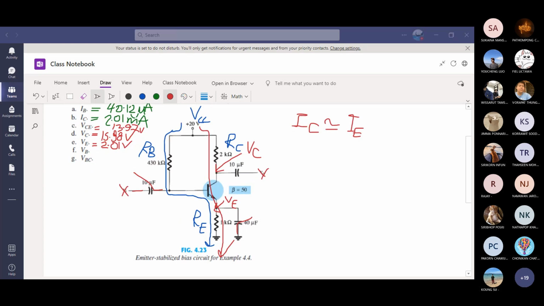VB. We can find VB next. How do we find VB? You can write VBE plus VE if you want to use this double subscript notation. Or you can use another equation in the loop.